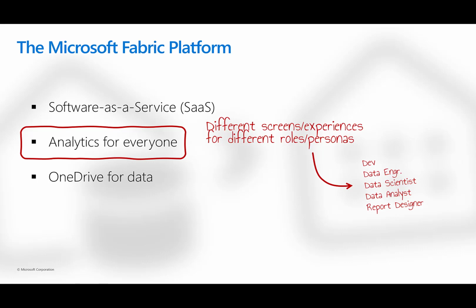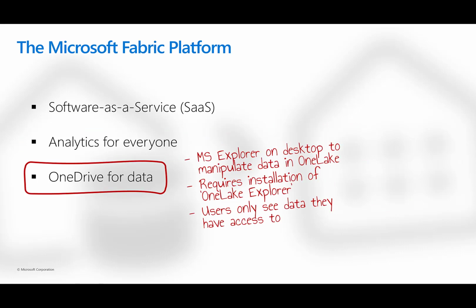Microsoft Fabric is also called the OneDrive for data, and the reason for that is you can view data from OneLake using the Microsoft Windows Explorer on your desktop machine. It requires installation of a separate component called the OneLake Explorer. It's free and you can search for it on the web to get the download link. One thing to remember is that you will only see the data that you have access to in OneLake.